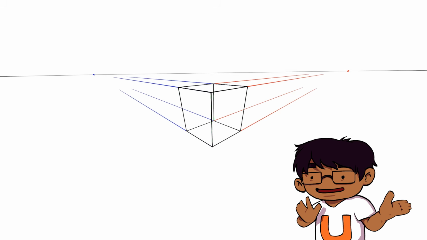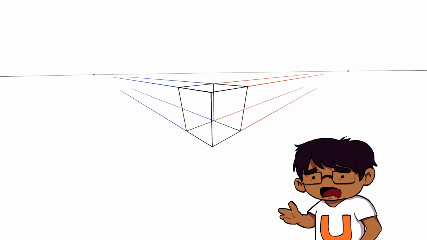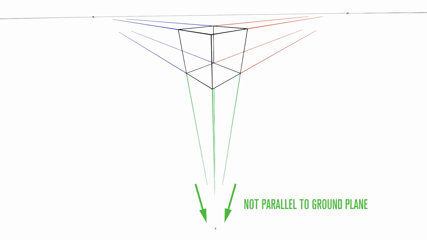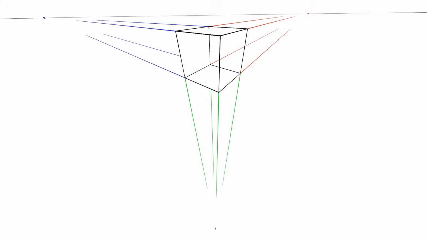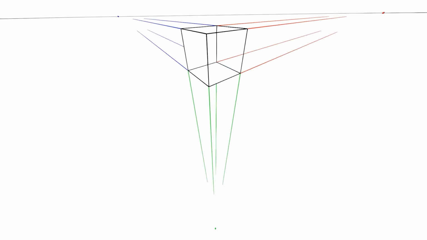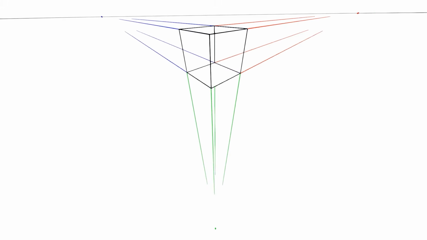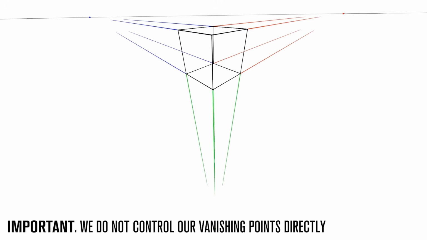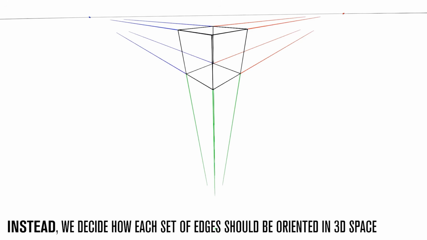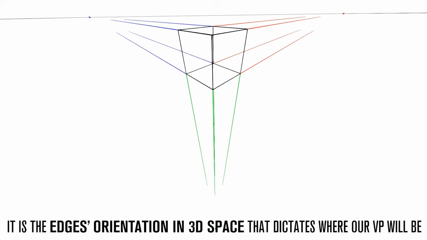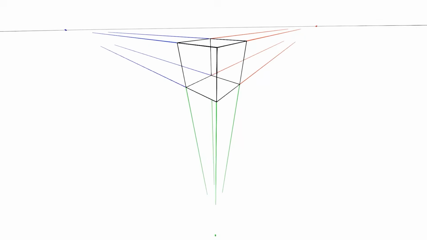Although you can certainly have vanishing points that aren't on the horizon, it just means that the edges it governs are not parallel to the flat ground like these vertical height edges. Keep this in mind. As a set of edges rotates in 3D space, the vanishing point that they converge to will move around. We do not control this vanishing point directly, but it is their orientation in 3 dimensions that allows us to identify the correct location for the edge's vanishing point.